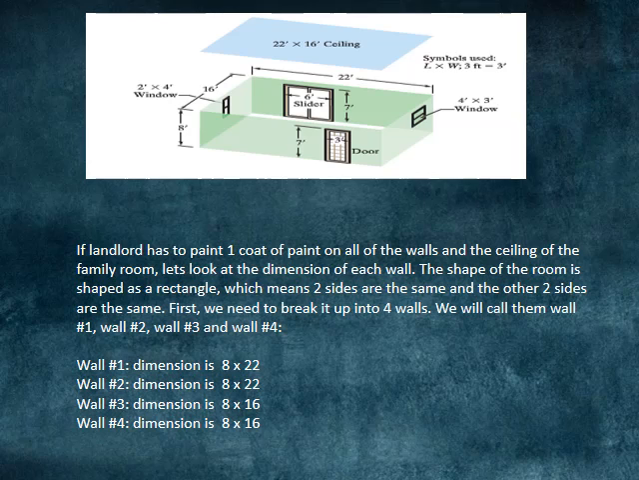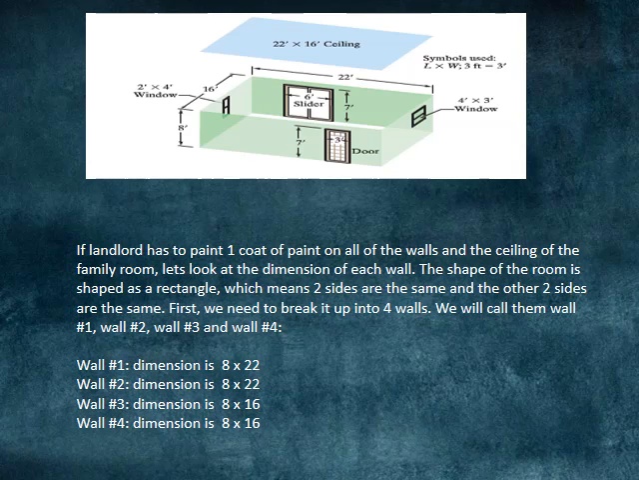Okay, so you can see by the dimensions that the length of the wall, which is usually the long, up and down, when you think of length, you think of long. The dimension of that is 8 feet, so it's 8 feet high. And then the width, how wide something is, is 22 feet. And there are 2 walls with that dimension, so we're going to call them wall number 1 and wall number 2.